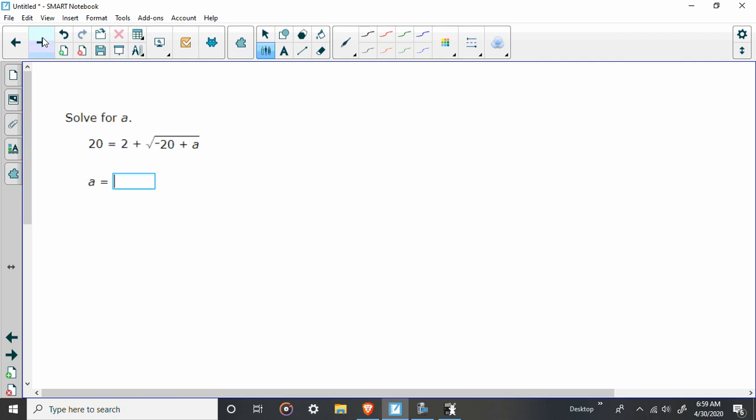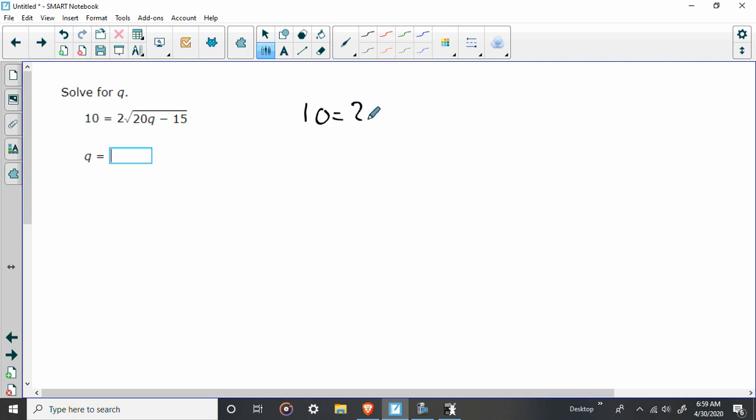Okay, I want to get down to 1. Okay, yeah, let's solve one more. Again, here there's a 2 in front, so we need to get rid of the 2 first, right? In order to isolate this square root, I got to get rid of that 2. So I'm going to divide this whole side by 2.